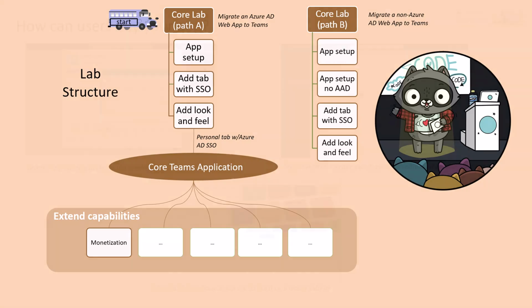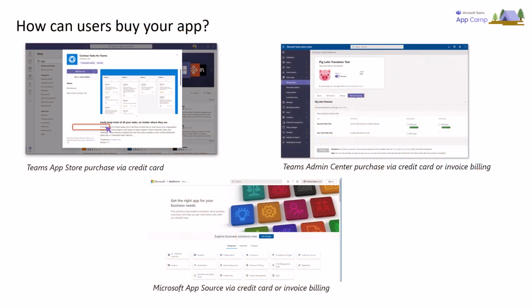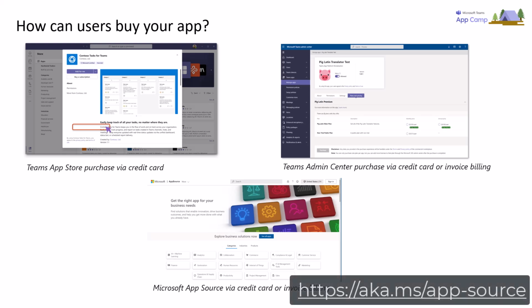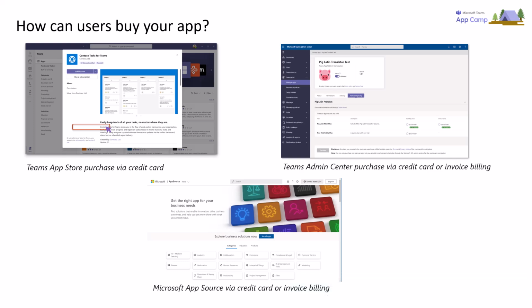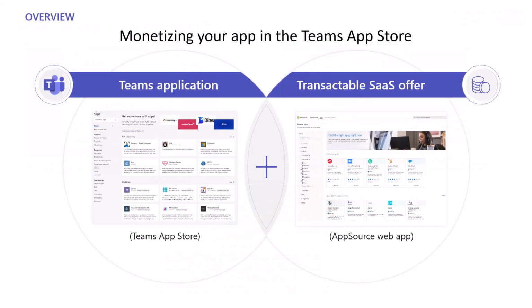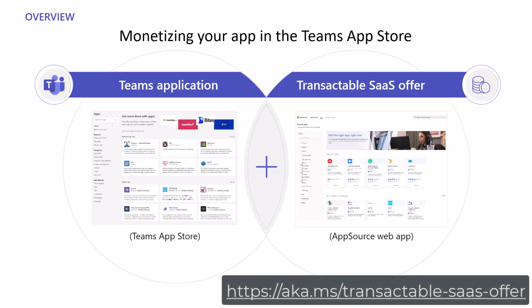First, a little bit of background. Monetized Teams apps can actually be purchased in the Teams App Store, via the Teams Admin Center, or in Microsoft AppSource. So there's multiple opportunities to sell your application. A monetized application is actually a combination of a Teams application with a manifest and everything you've learned so far in these labs, and something called a transactable SaaS offer.